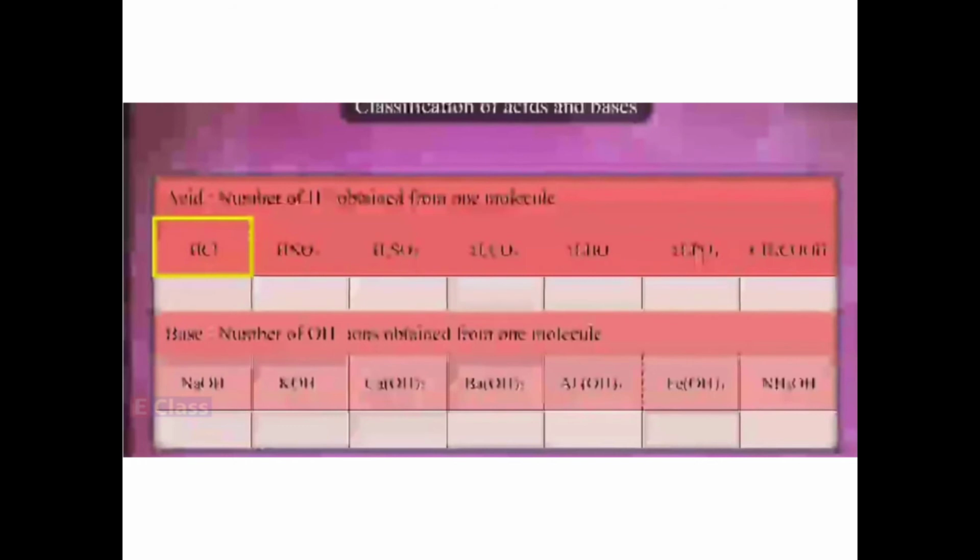Now after understanding this, we are in a position to understand basicity and acidity. As you all know, children, acids give rise to H plus ions. So the number of H plus ions present in an acid is called the basicity of that acid. And the number of OH minus ions in a base is called the acidity of the base. Come on, let us do some practice.